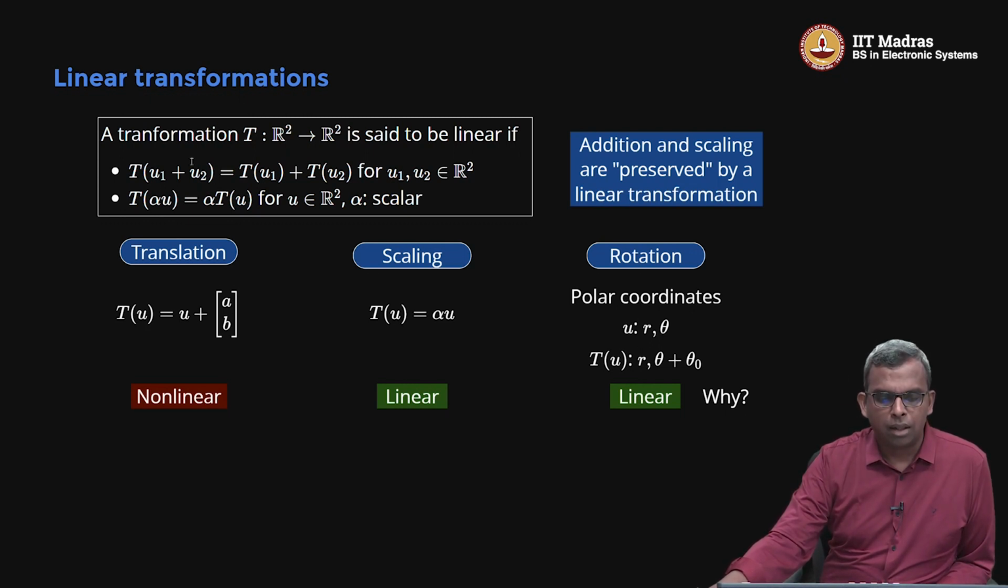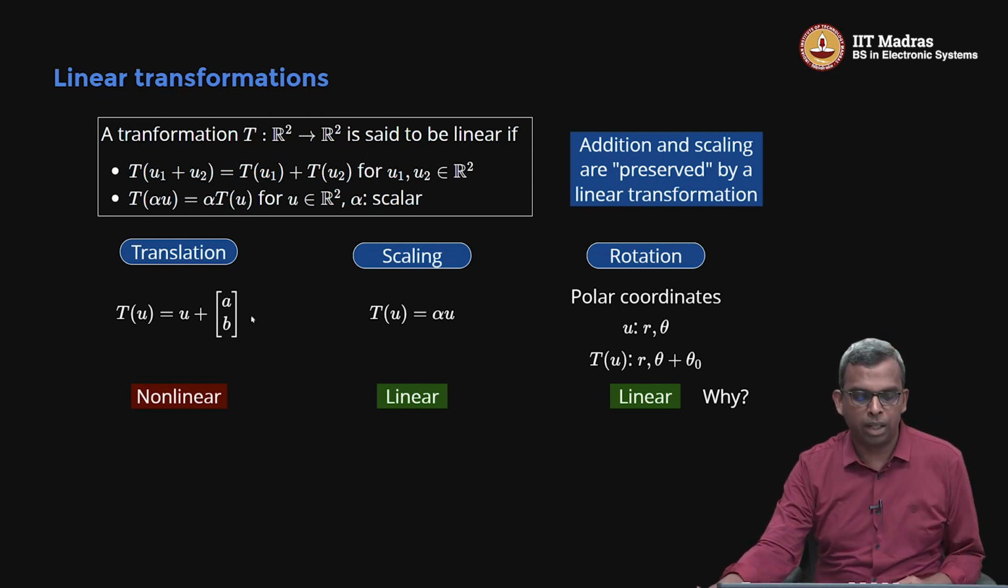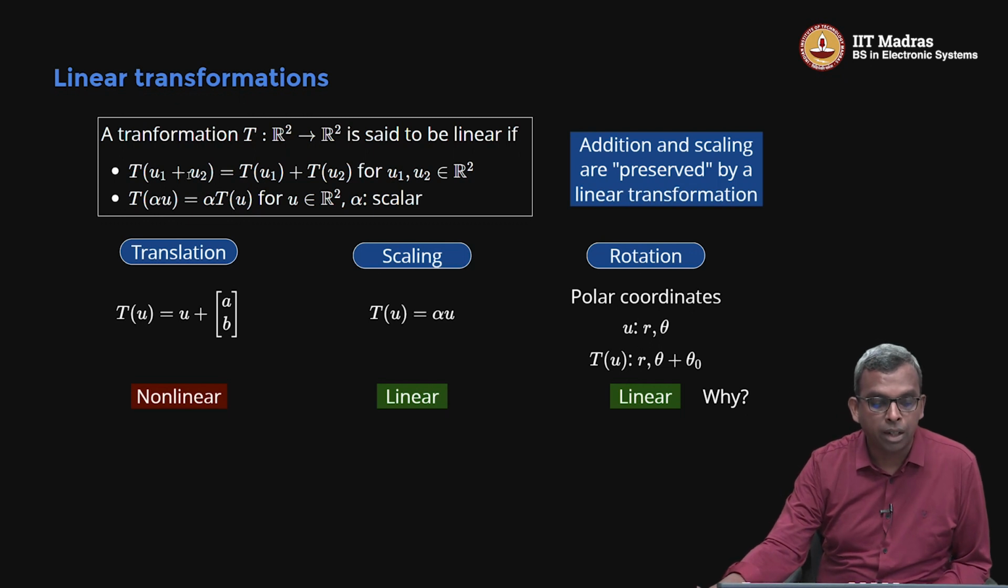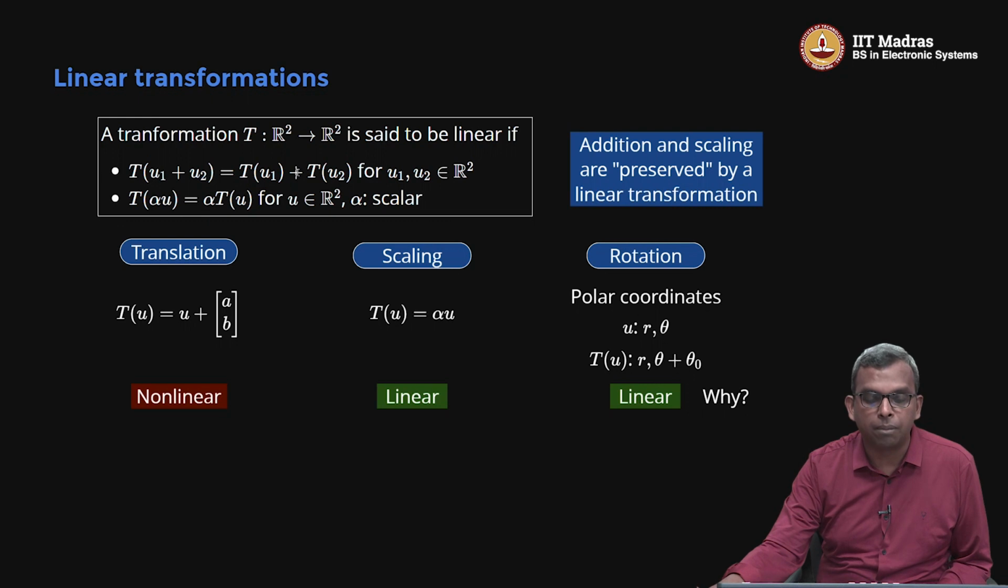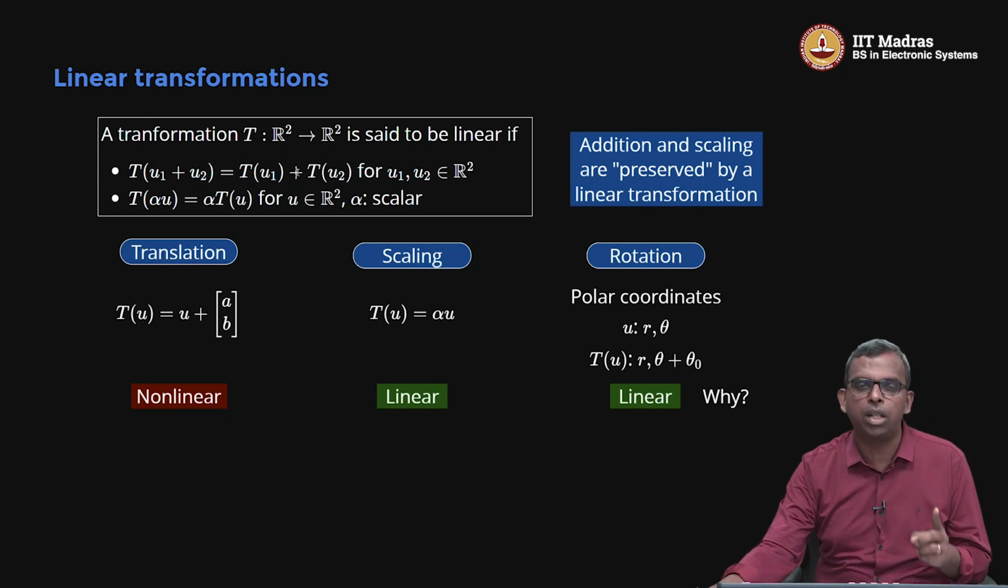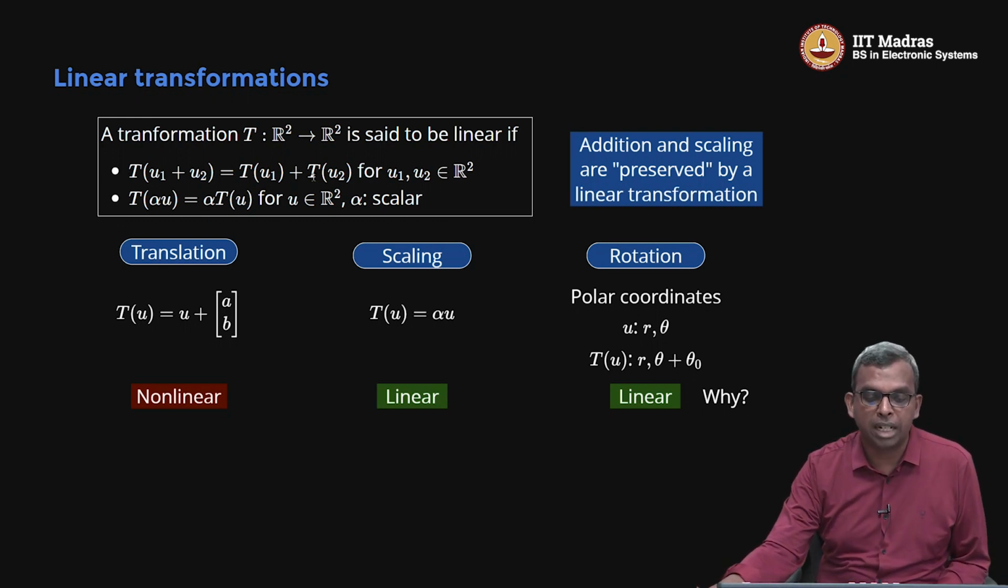For instance, a very simple example is to show something is non-linear. So there are two different things. To show something is linear, you have to prove these two for every possible u1, u2 and u and alpha. To show something is non-linear, you only have to find one example where this condition is violated. Just one example. Find one u1, one u2 for which the first condition is violated.